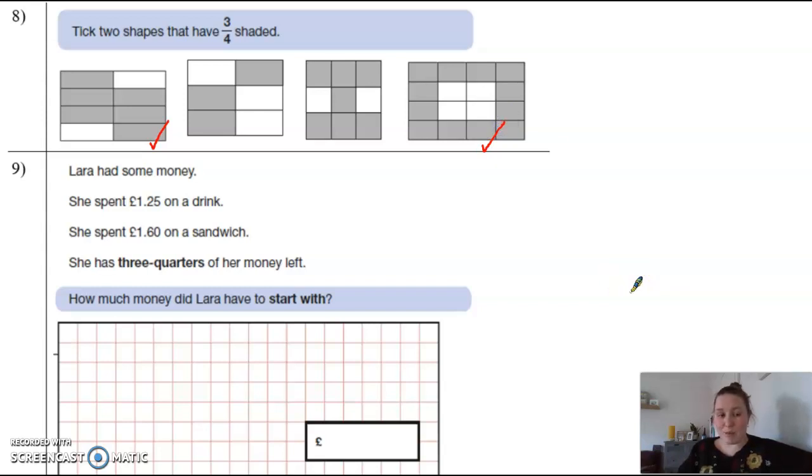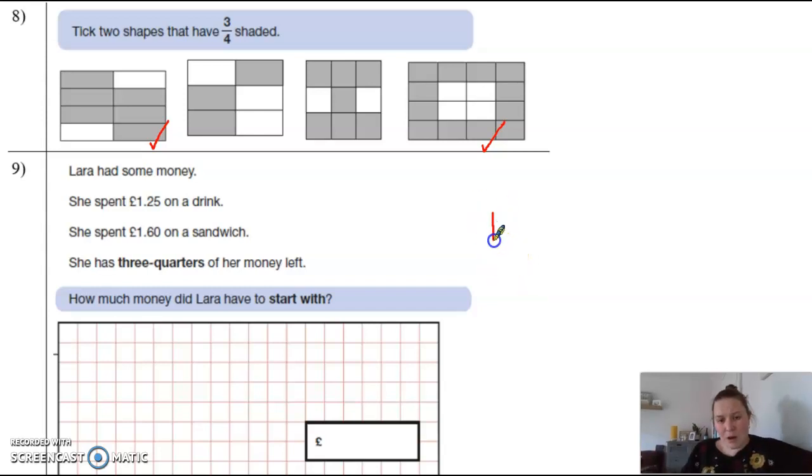This problem here is a little bit trickier, and like I have done lots before, I'm going to use a bar model to help you solve it. Let's read it together. Lara had some money. She spent £1.25 on a drink. She spent £1.60 on a sandwich. She has 3/4 of her money left. How much did she start with? So there's lots to do here, lots to work out.